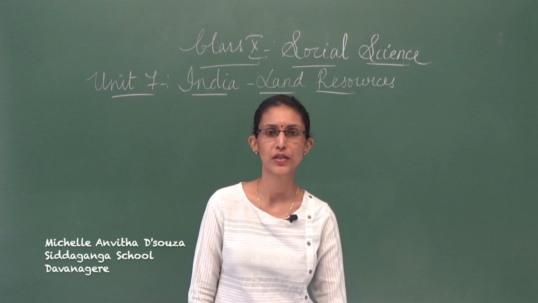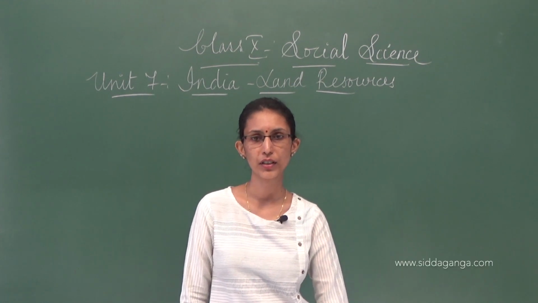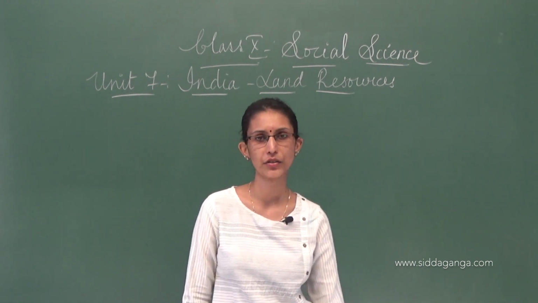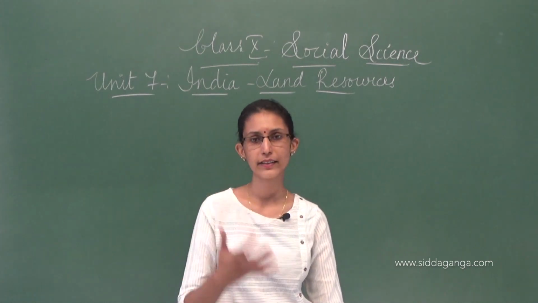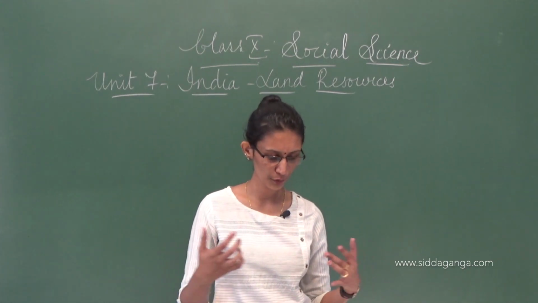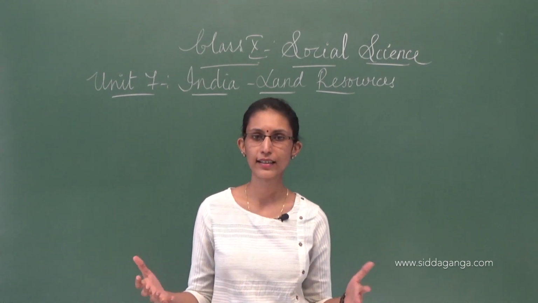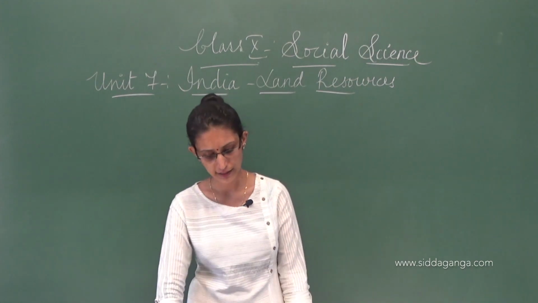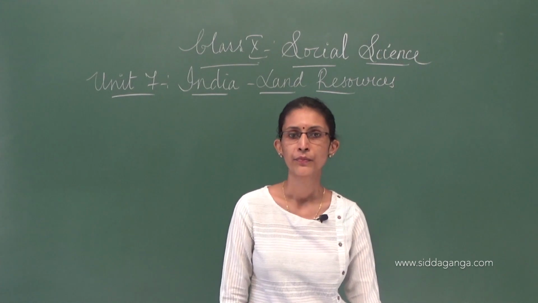Hi students, welcome to your lesson India Land Resources. Today we are going to continue with where we stopped in the previous class. Last class we studied the land use pattern of India and how the land is classified into net sown area, forest and land not available for cultivation, fallow land, cultivable wasteland, permanent pastures and other grazing land, and land under miscellaneous use. And then we followed into agriculture.